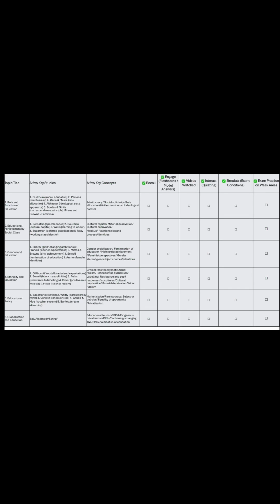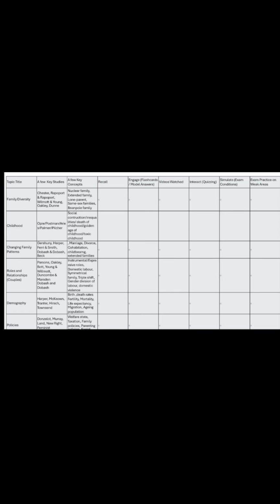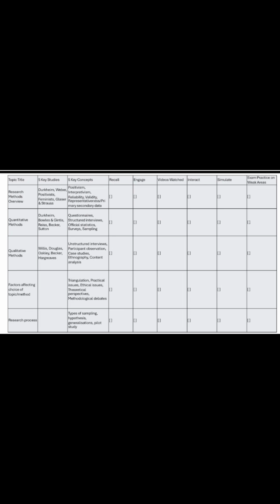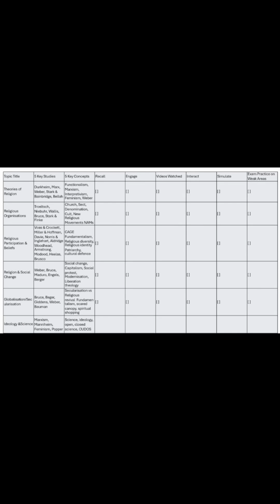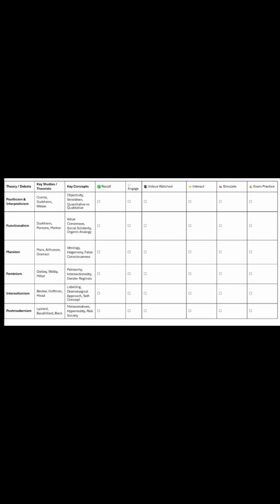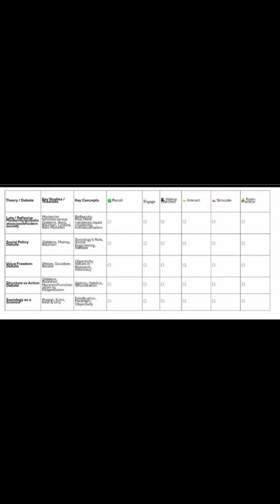Now, what I've got here is some tracking sheets that use the revise method for education, family, methods, crime and beliefs, theory and debates. So you can put into practice those strategies by taking each topic and going through those key revision techniques. Hope that's helpful.